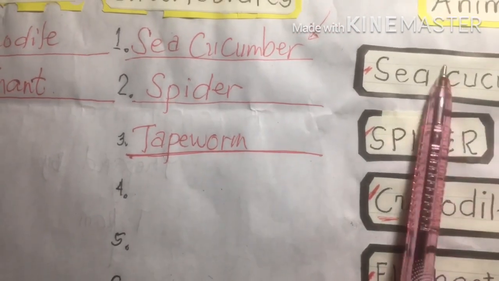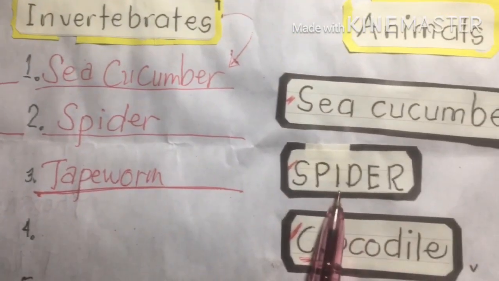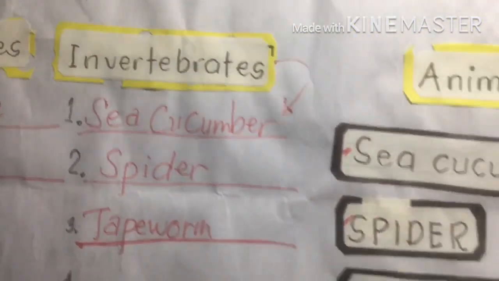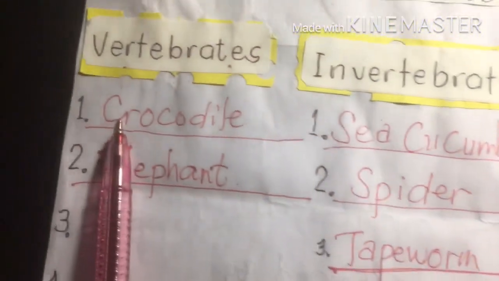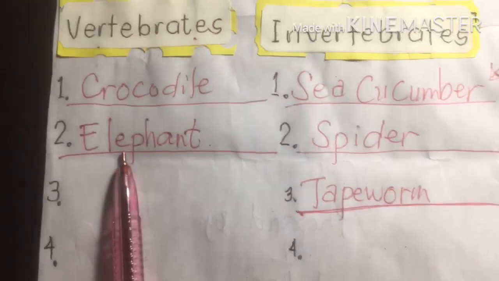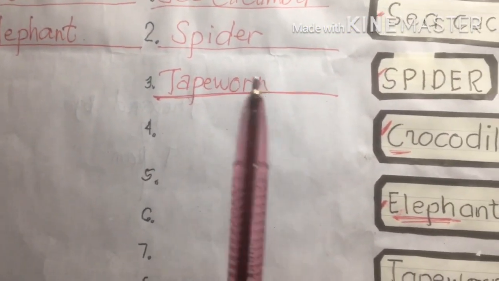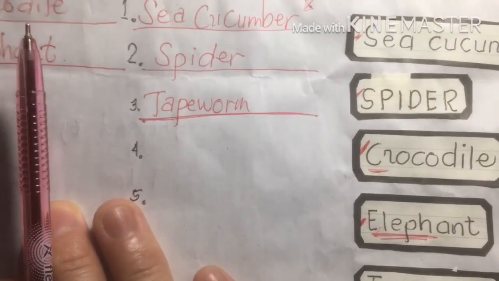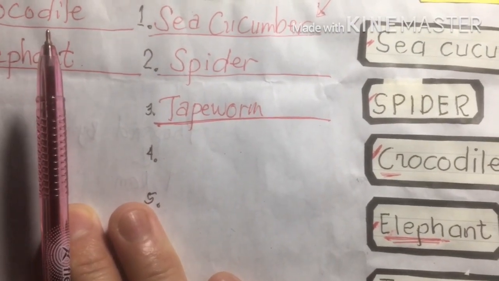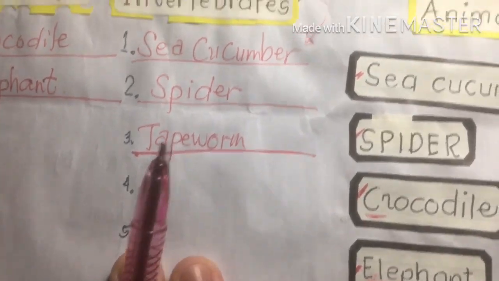We have sea cucumber belongs to invertebrates, spider belongs to invertebrates, crocodile belongs to vertebrates, elephant belongs to vertebrates, and tapeworm, my dear viewers, belongs to invertebrates. Okay, so next we have the second drill. Here we go.